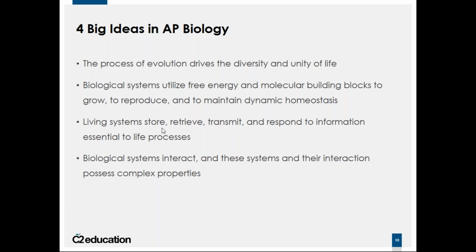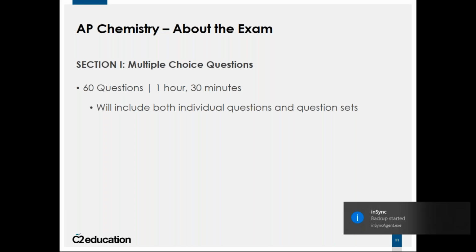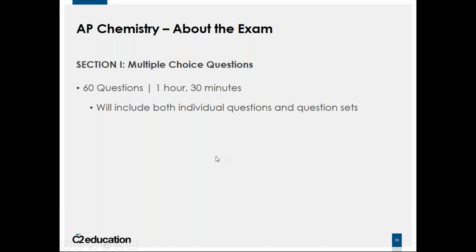Now, chemistry, on the other hand, is very similar. There's a multiple choice section. Unlike the bio, there are no grid-ins. It is just 60 flat questions in 90 minutes. Now, for chemistry, the questions will include individual, single item questions that you just answer, as well as questions in question sets. They'll give you a lab, or some sort of information that you then have to look at and answer multiple questions on.